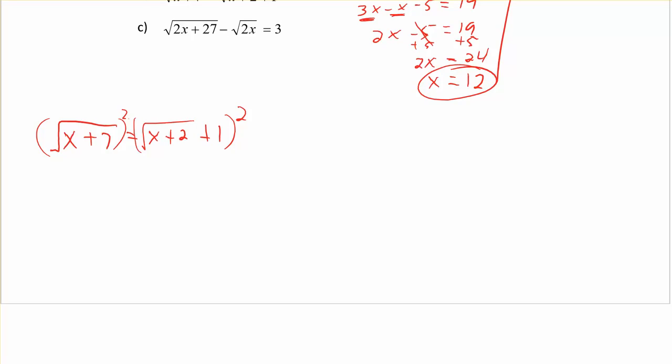The left side's easy because the squared and the square root are going to cancel. And I'm going to have x plus 7, so that's simple enough. But this side now, I can't just get rid of the square root symbol because this squared actually looks like this.